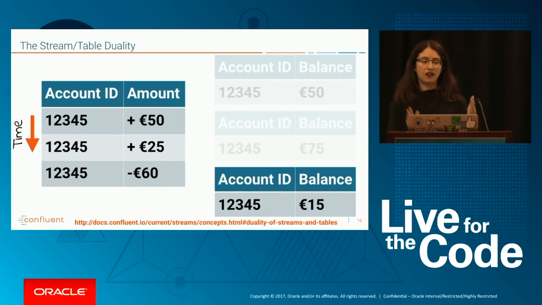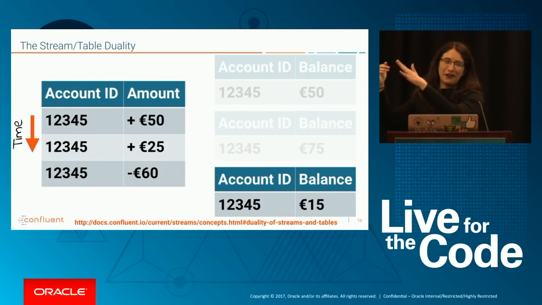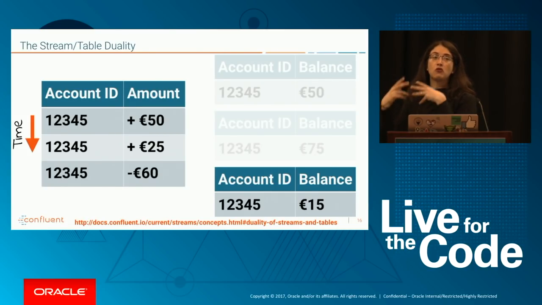So you can see how you have a stream that you can convert into a table by just adding stuff up, and you also have a table that, by looking at what's underneath the database, the change log, you can convert back into a stream, which is a very, very popular thing to do in Kafka land and in stream processing land.